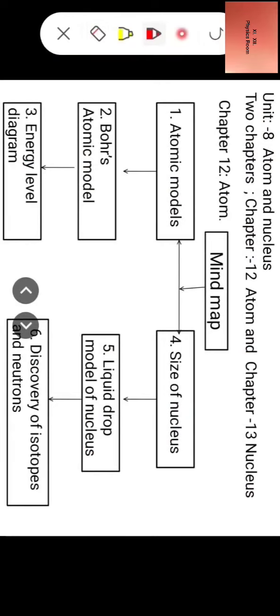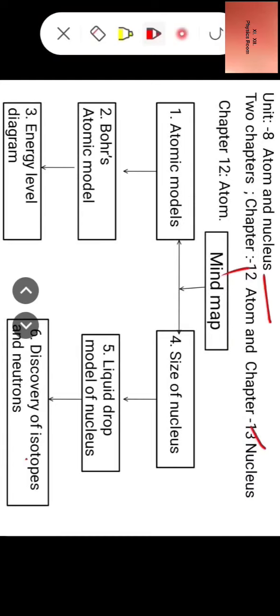Hello friends, today we are going to start with 8th unit of our syllabus titled as Atom and Nucleus. This unit has two chapters, chapter 12 and chapter 13. Chapter 12 deals with atom and chapter 13 deals with nucleus.